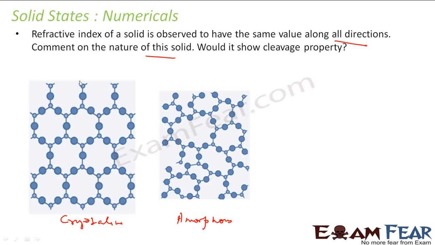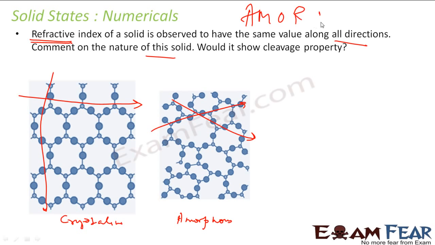Now it is saying that the refractive index again is a property, right? The light passes through, you see the refractive index. It is observed to have the same values. So if you see here, in the crystalline case we told that it will give different values. Here it is passing through less, here it is passing through more, right? It is giving different values. But here, since everything is haphazard, you go in this direction, you go in this direction, it's almost the same. So it is saying that the refractive index is observed to have the same values in all directions. That means the kind of compound I am talking about is amorphous, correct? I am not talking about crystalline, I am talking about amorphous.